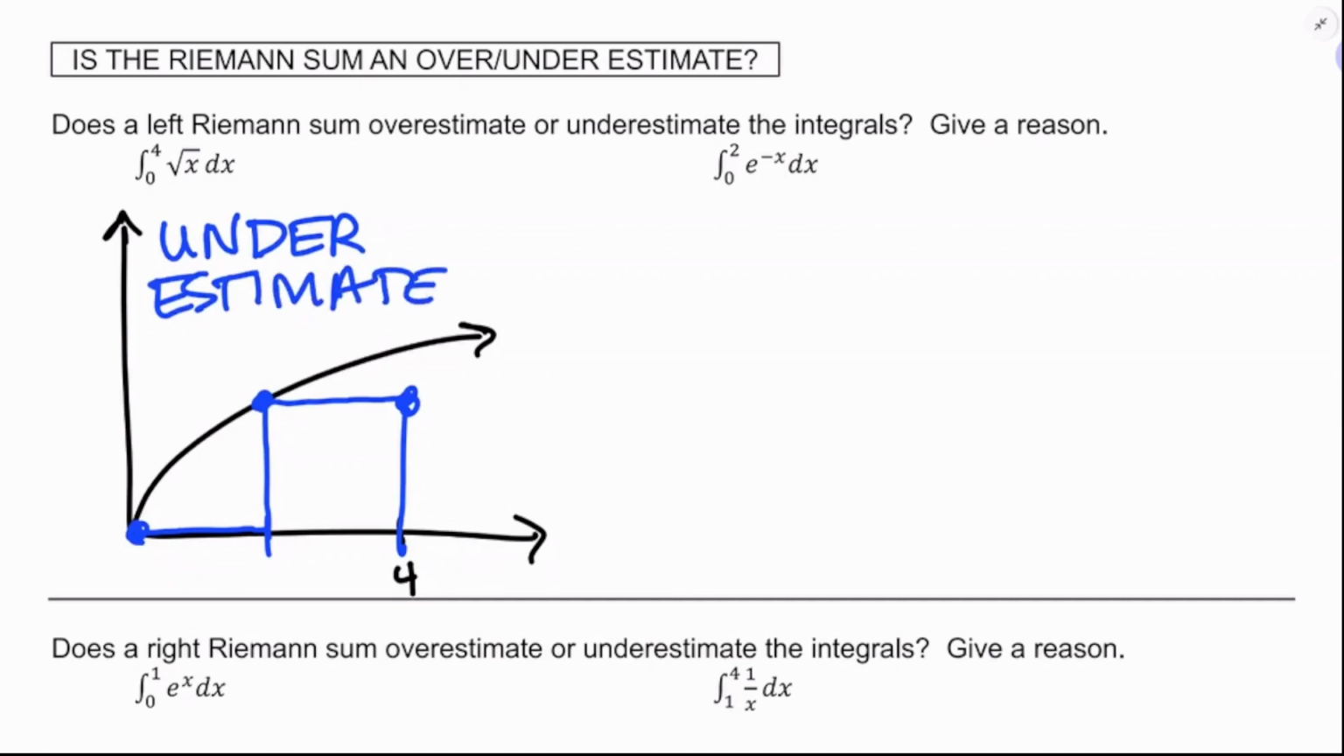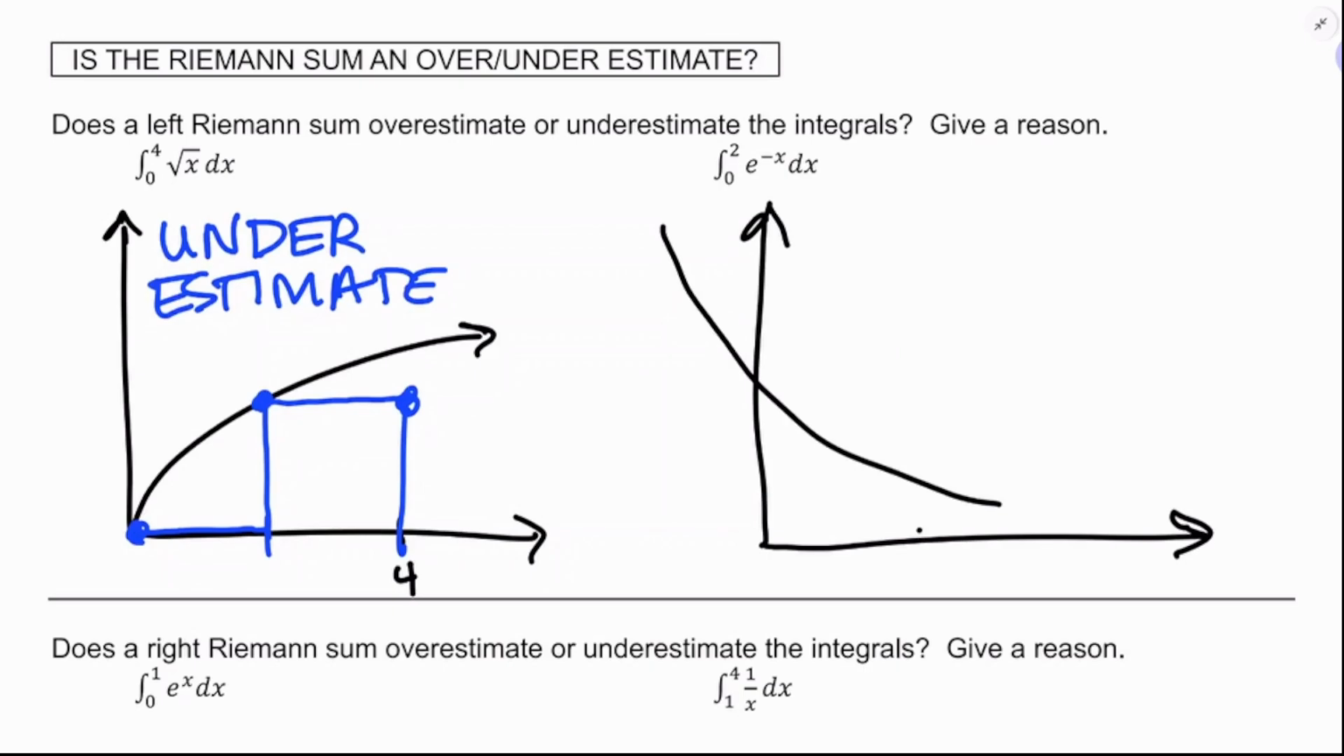For e to the negative x, we don't need to know a whole lot of specifics about the graph of y equals e to the negative x, besides that it is just exponential decay. And I guess from 0 to 2, it comes in like that. We don't really need the stuff to the left of the y-axis.